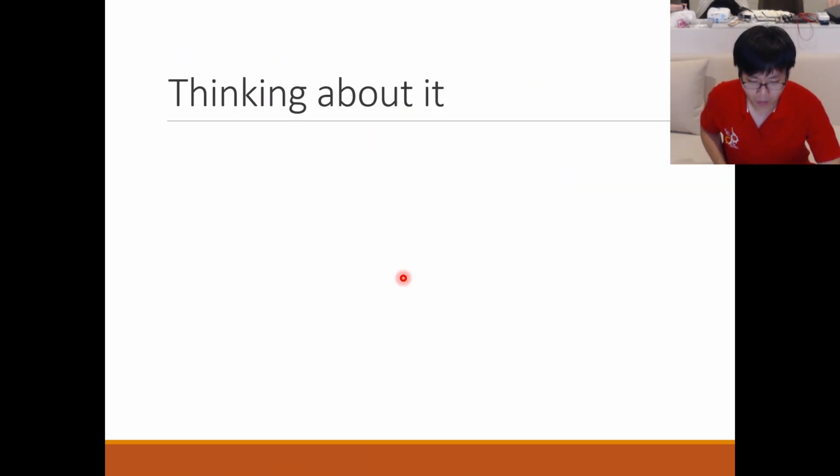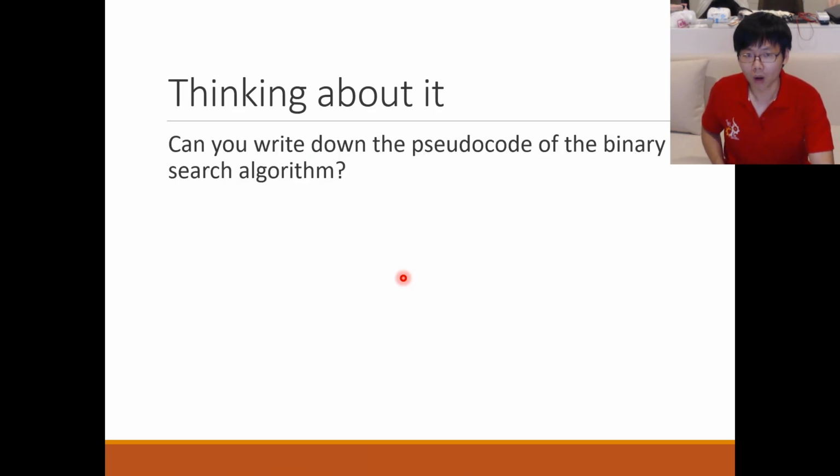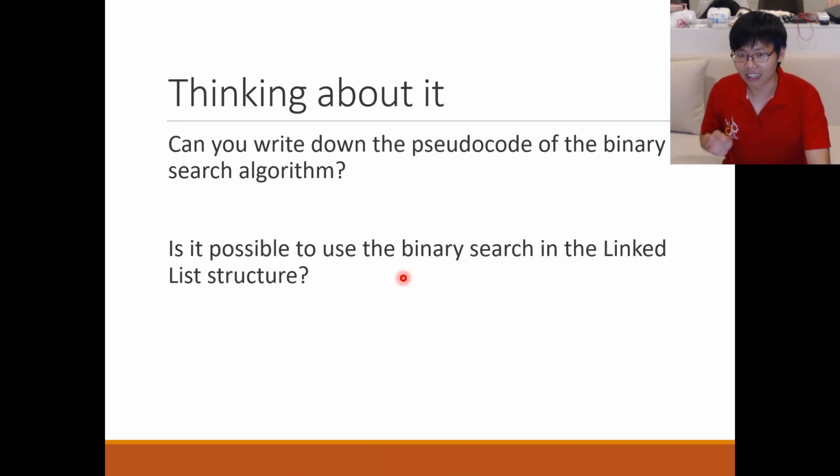Thinking about it a little bit more, I would like you to try to write down the pseudocode of the binary search algorithm, or a flowchart, or anything that can describe the algorithm itself. Then we're going to talk about it and see the solution together in the Q&A section. And the last thing I would like to give you, some thought-provoking: can we apply binary search to a linked list? Is binary search made only for array structures? Think about it, and we're going to talk about it later in the Q&A session this Thursday.